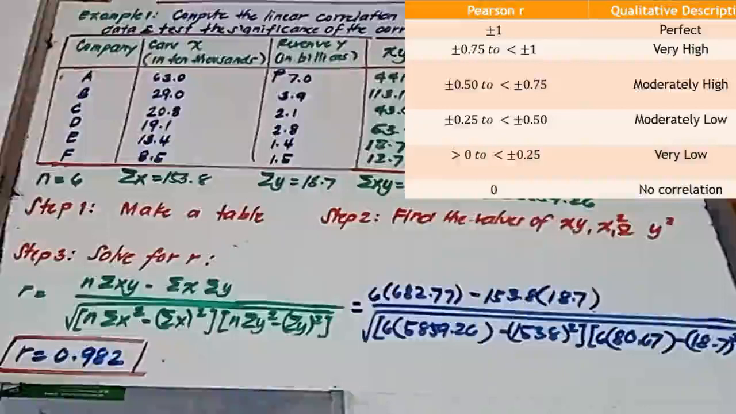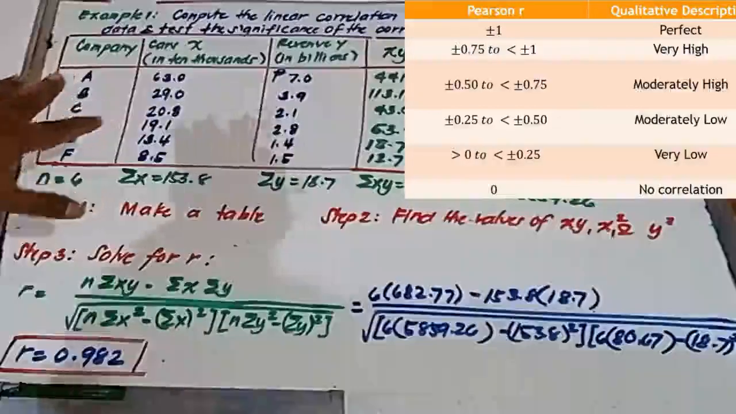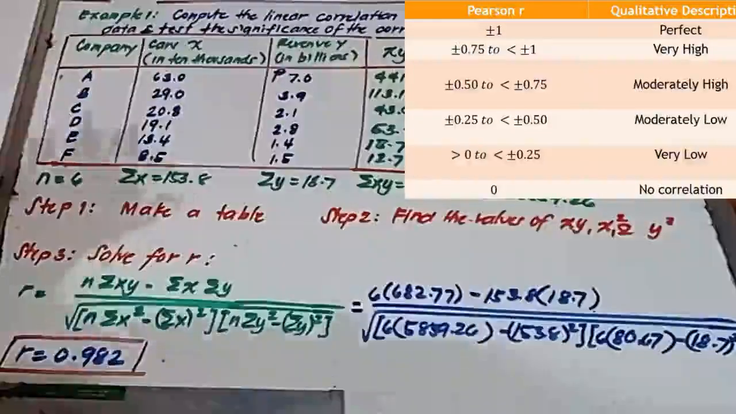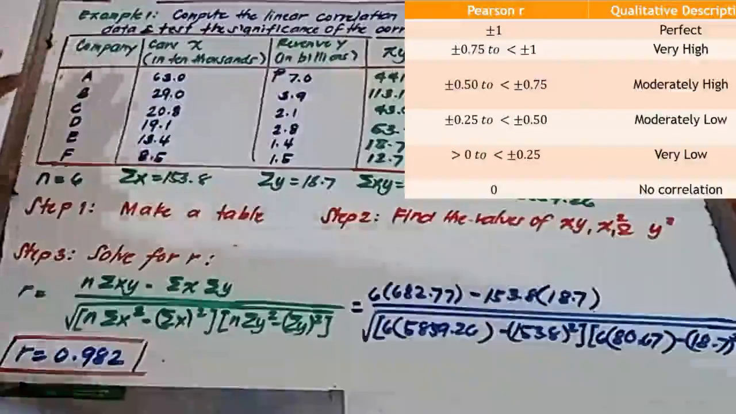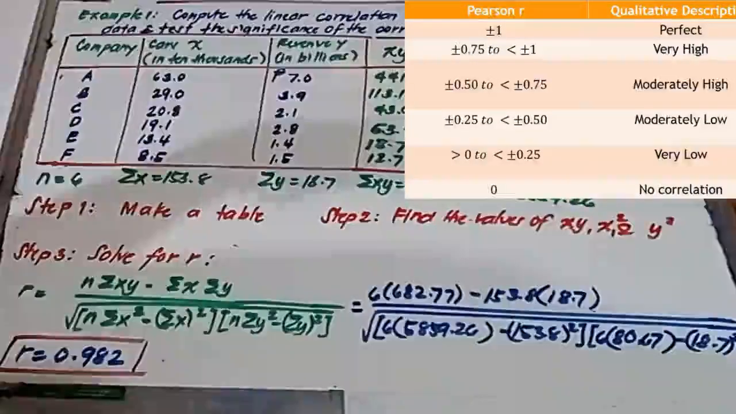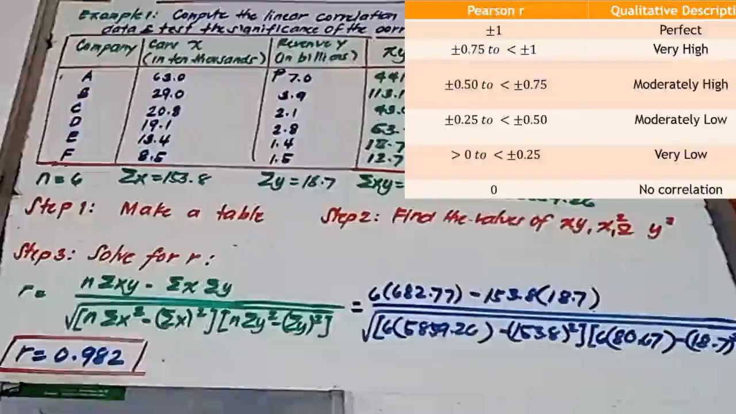So, anong ibig sabihin ng ating value na r equal to 0.982? Itong value na to suggests that there is a very high positive linear relationship between the number of cars sold and its revenue. Okay? Ibig sabihin, the more cars na mabenta ng ating car selling companies, the more revenue ang kikitain ng company. Okay? So, isulat natin.